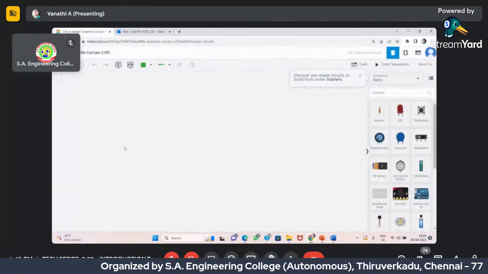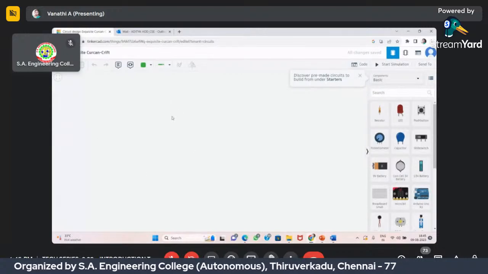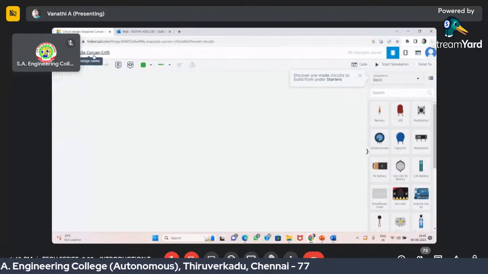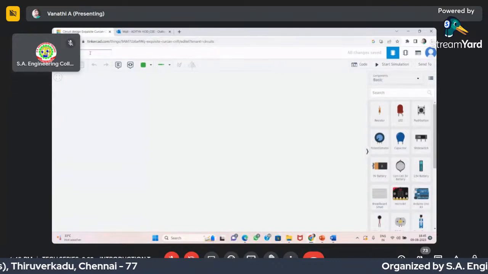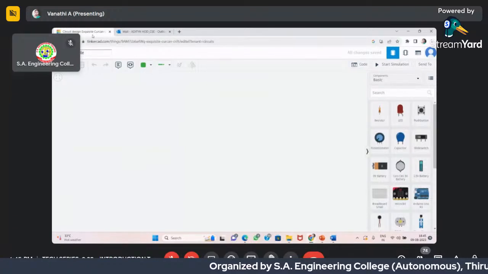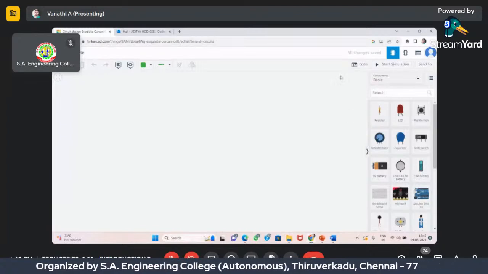So you can see it, right? This is the application where you can see. By default, Tinkercad will give something. You can name it simply, so I'll give it some example program name. I have created it, right? You can see the name can be given here.